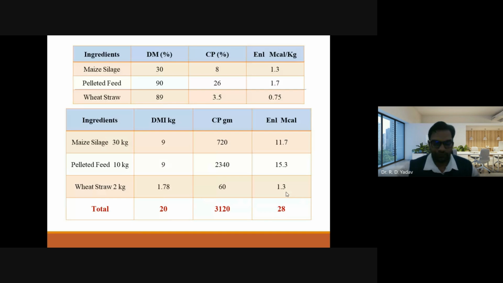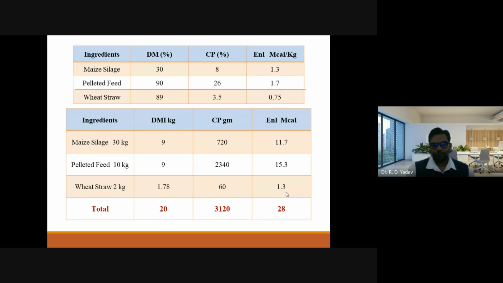So how do we balance? For example, we have 3 ingredients: maize silage, pelleted feed, and wheat straw, and their nutrient composition is given. Maize silage has 30% dry matter, and pelleted feed, we all know, is a dry feed, so it contains 90% dry matter, and wheat straw 89% dry matter. Their CP content and energy value are mentioned here. So considering these nutrient contents and their requirement, we have to fulfill the requirement by using the ingredients in appropriate amounts.